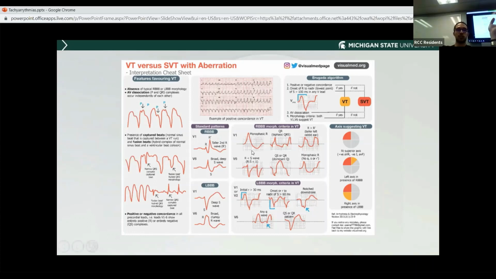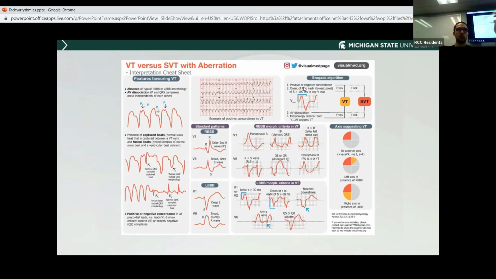So these are all morphology criteria. These are all things that you will look into the QRS to decide if this is VTAC or SVT. I will not go through them for time's sake, but just remember, at least you now know 5 criteria.